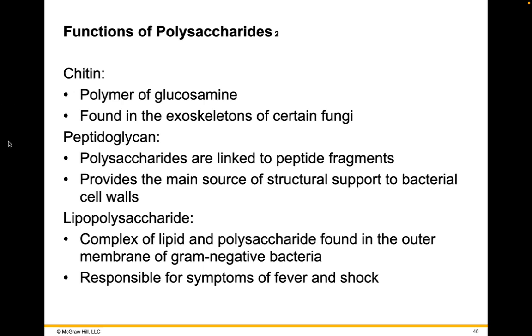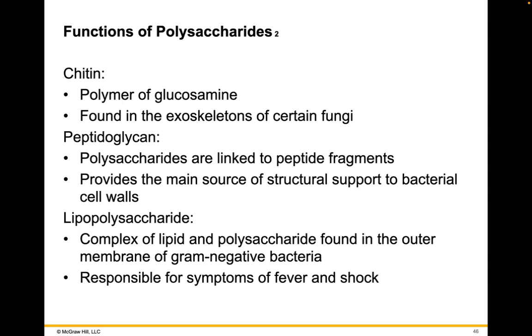Peptidoglycan, I always smile when I see this word because I had a former student mispronounce it. But peptidoglycan is a polymer also. It's still a type of sugar, so we call it a polysaccharide. And it is going to be linked to little peptide fragments. And this one we want to star because it's going to be found in bacterial cell walls.